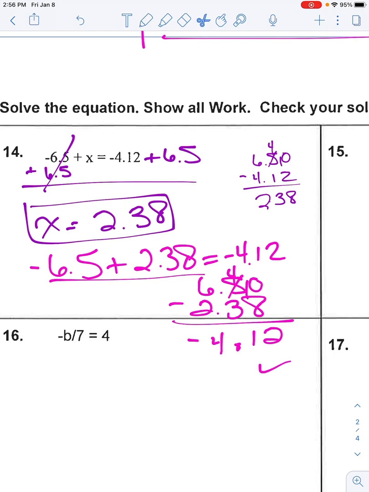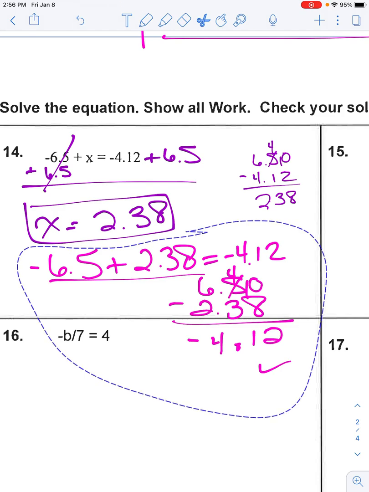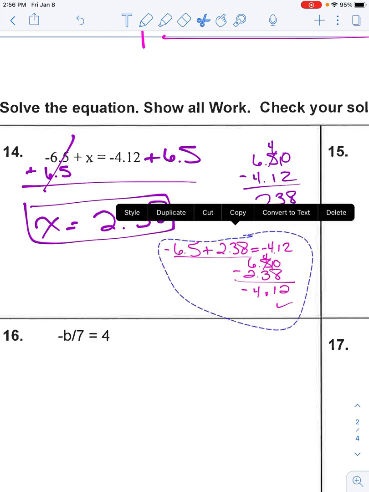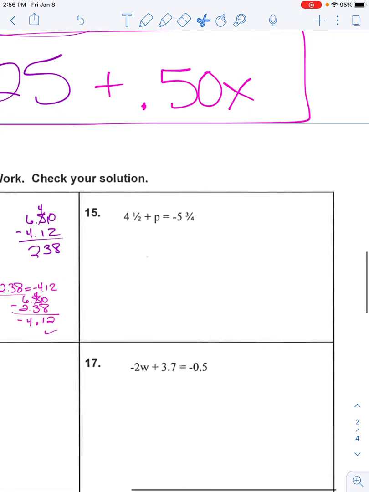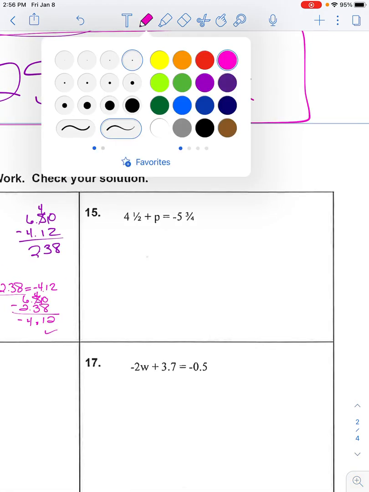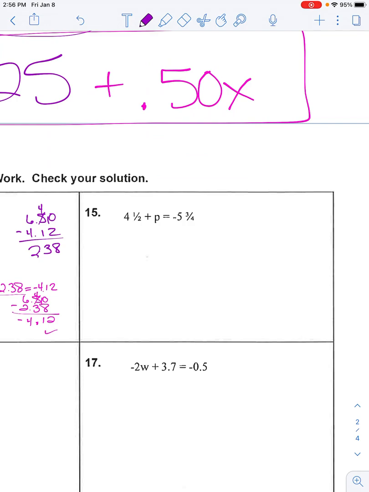More negatives, negative gets the sign. There we go, it checks out. Okay, I'm going to want you to do that for every single one on the test. You must do the check. Okay? All right. For time's sake, I'm not going to do all of the checks in this video.